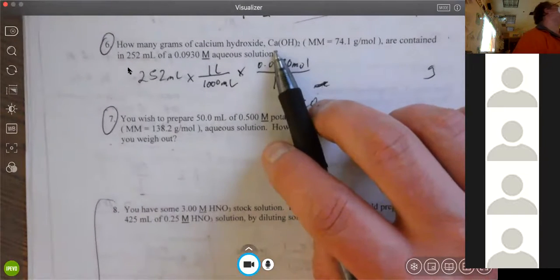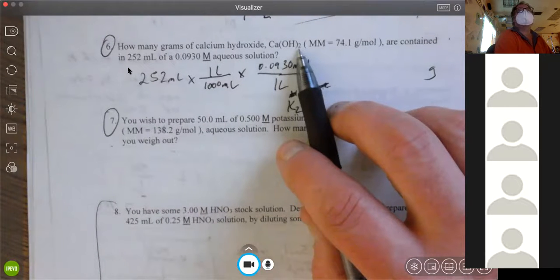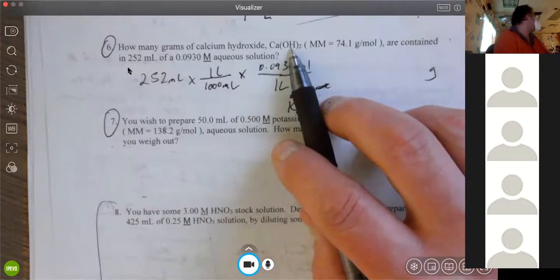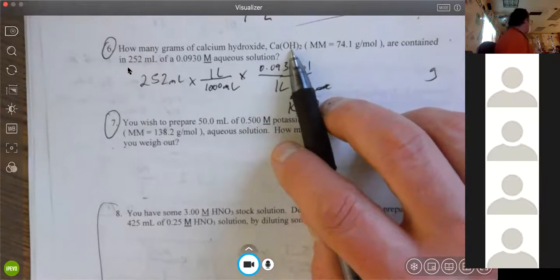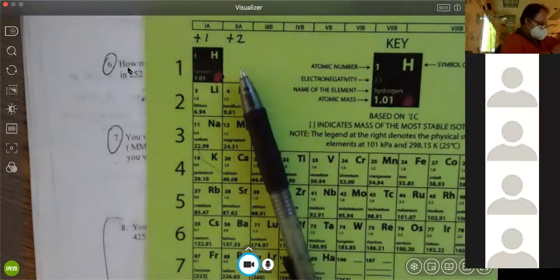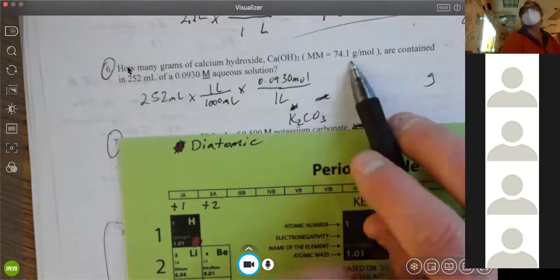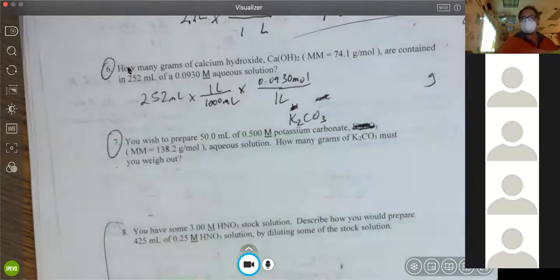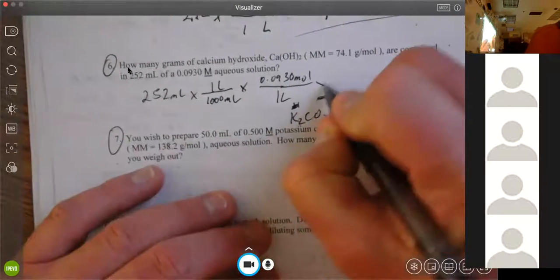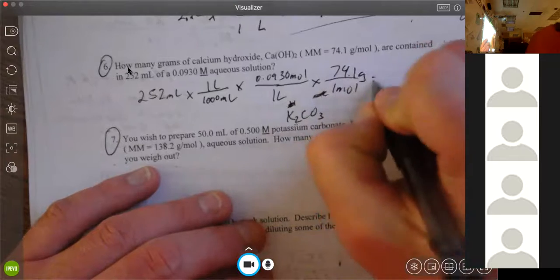Calcium is 40.08. Oxygen is 16. I have 2 oxygens, so that's 32 plus 40.08. And there are 2 hydrogens. Each hydrogen from the periodic table is 1.01, right? So 2.02 plus 32 plus 40.08. The answer is 74.1. That's 74.1 grams per mole. Every 1 mole is 74.1 grams.